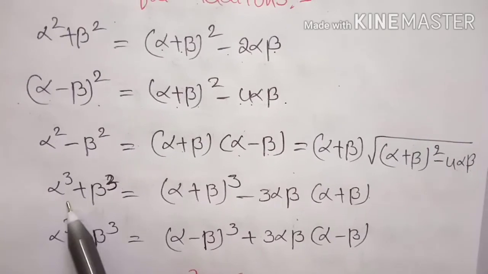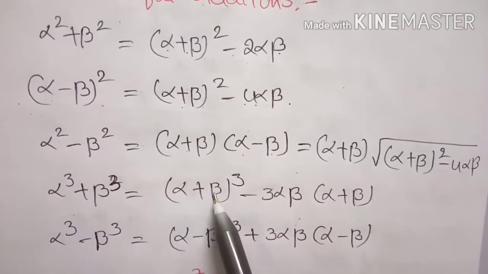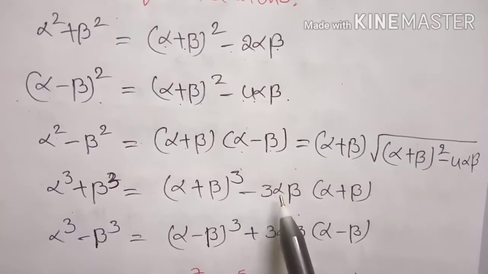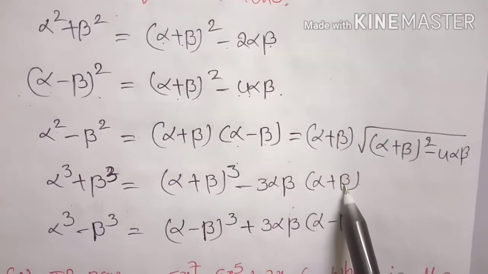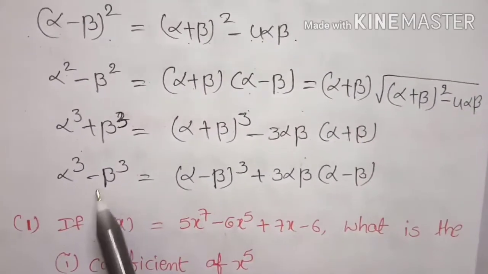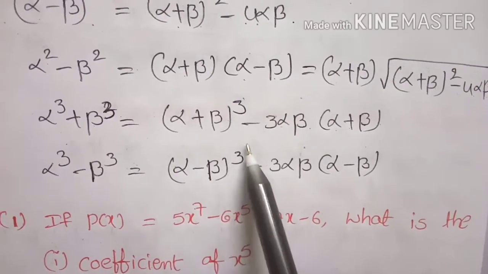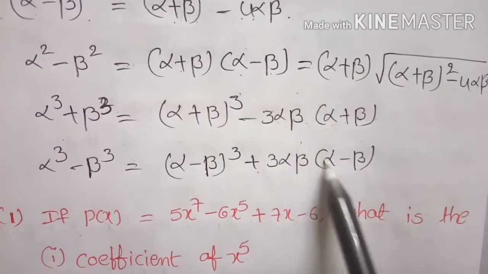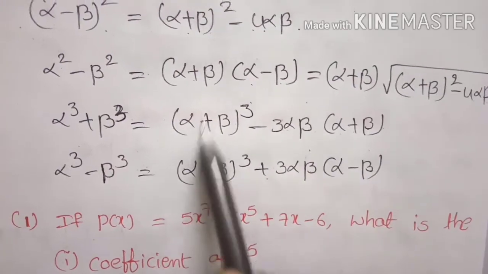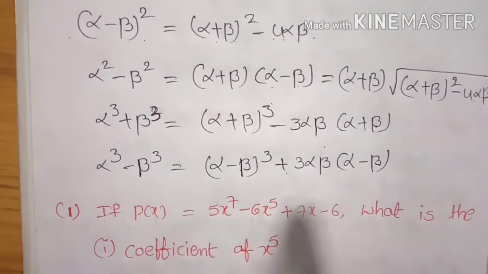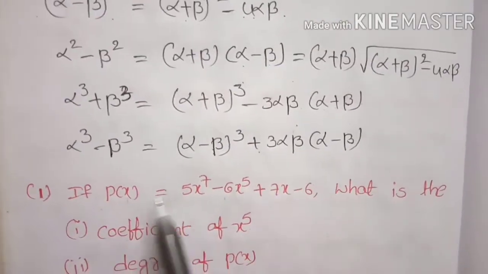Next one, alpha cube plus beta cube is equal to (alpha plus beta) whole cube minus 3 alpha beta into (alpha plus beta). Okay, next one, alpha cube minus beta cube is equal to (alpha minus beta) whole cube plus 3 alpha beta into (alpha minus beta). Okay, understand these problems? Okay, next two problems.